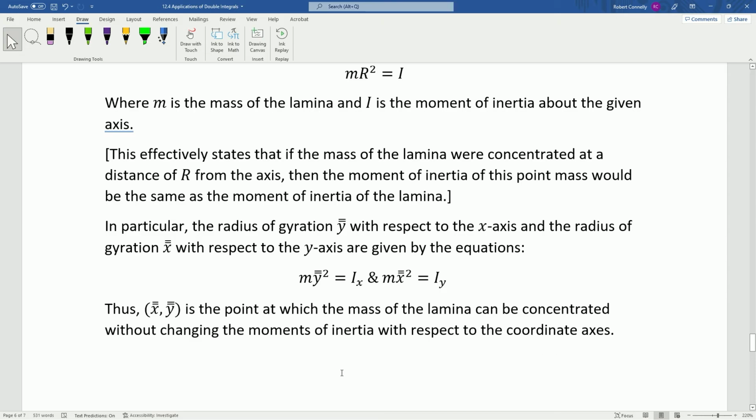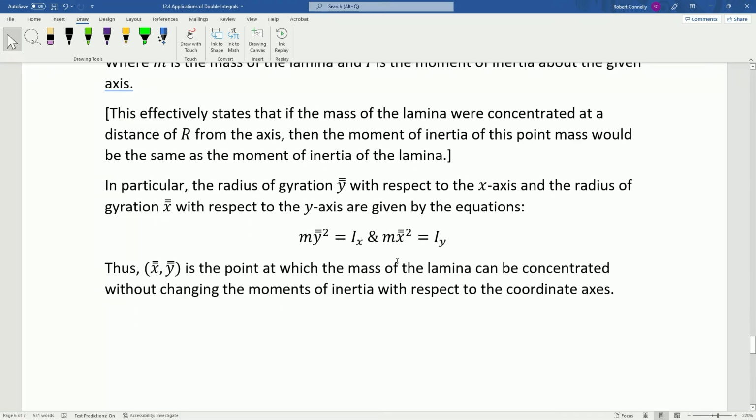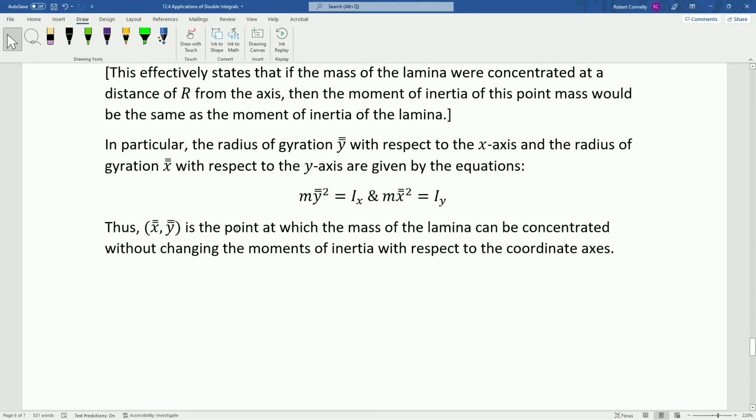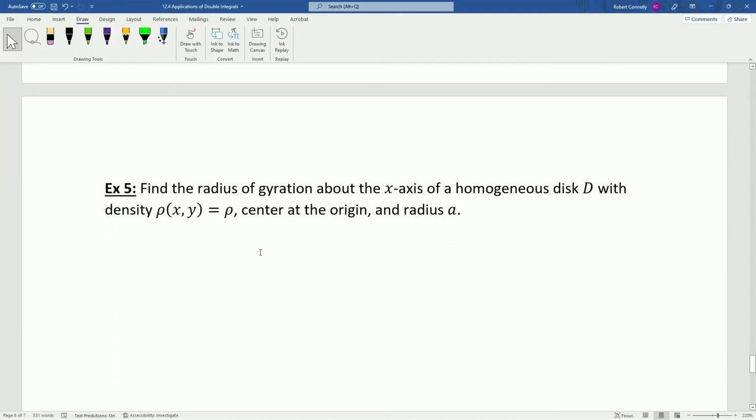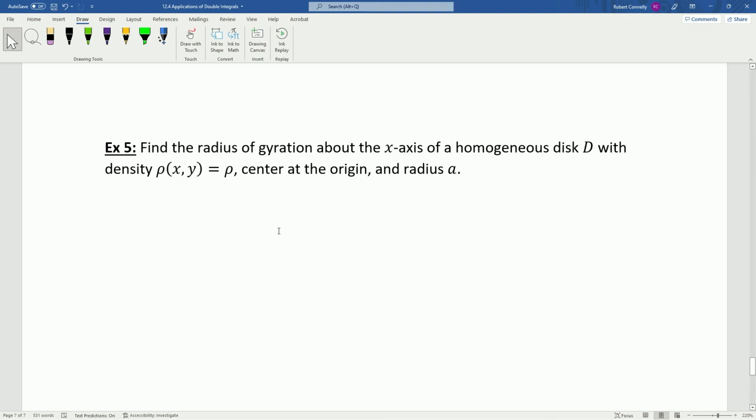That's a lot to say, but you just think of it like if you took all the mass of the lamina and put it in one point, then it doesn't change the moments of inertia, right? That's about the summary right there. Okay, so example. Find the radius of gyration about the x-axis of a homogeneous disk D with constant density, center at the origin, and radius a.